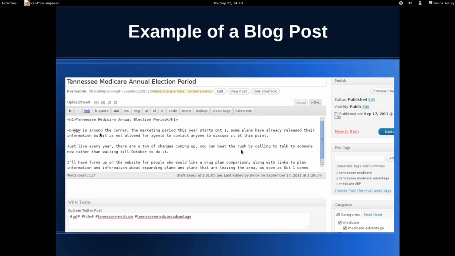It just says, AEP's coming. Marketing period starts this day. So that's when agents are allowed to talk to you. And some plans have already released their information, but we're not allowed to contact anybody to discuss it yet. Contact me, or I can schedule an appointment for October. They've changed AEP. That's the whole article. It's just quick. And this also gets posted out in my newsletter that goes out to everybody. I'm a big fan of leveraging all my content so it can be reused.